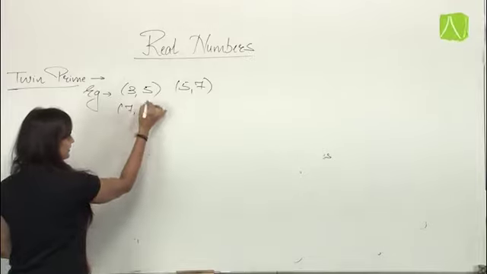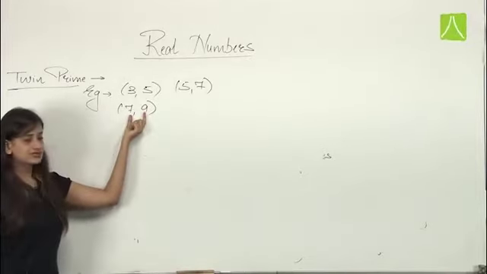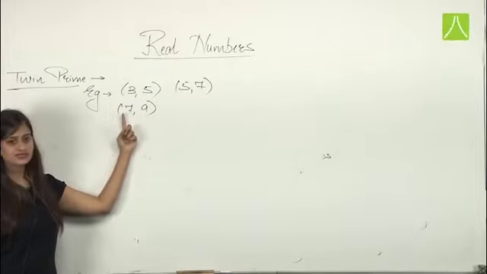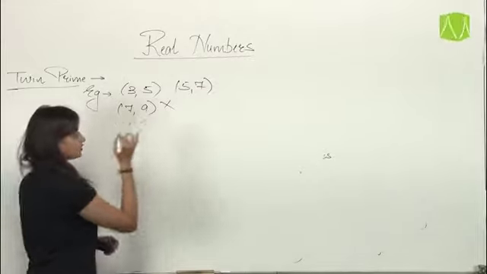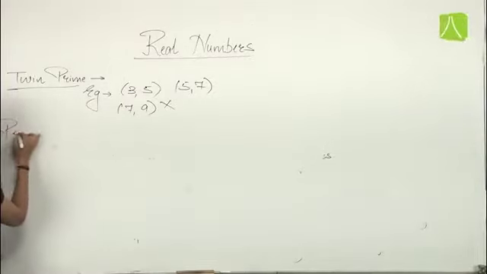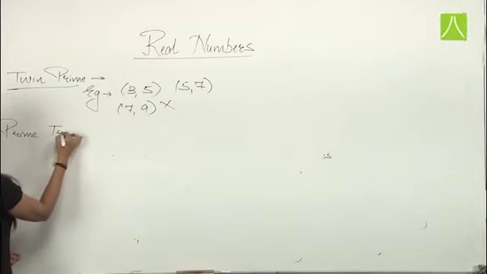7 and 9. These two numbers also have a difference of 2, but 7 is prime and 9 is not prime. So these are not twin prime. Next, prime triplet.